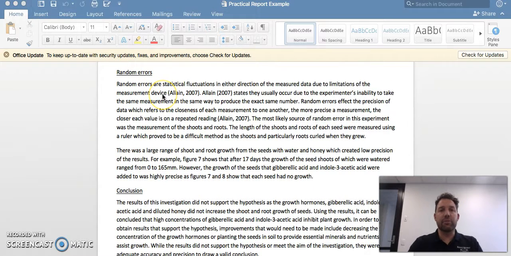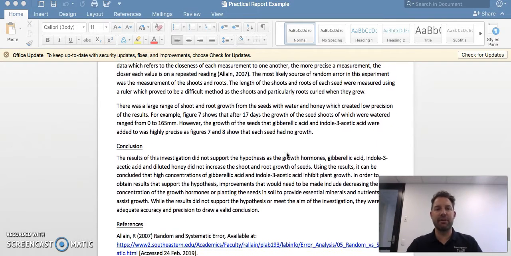The student then talks about random errors, gives a definition for random errors, and then talks about how random errors affect the precision of data and talks about what precision means with references. It then talks about the likely sources of random errors within the experiment. It then talks about the spread of data, showing that if it's closely spread, random errors may not have impacted the data, but if it's widespread, there may have been an impact from random errors.